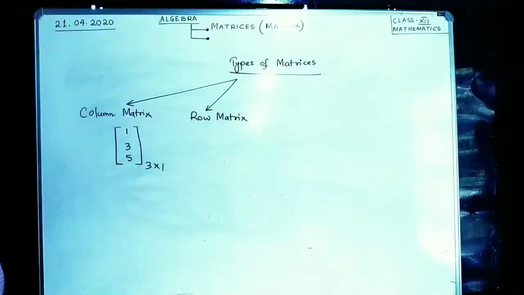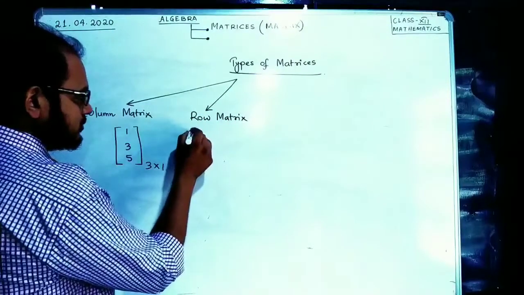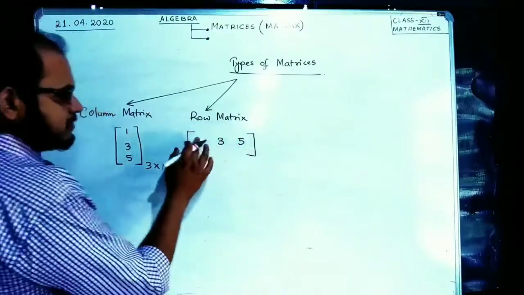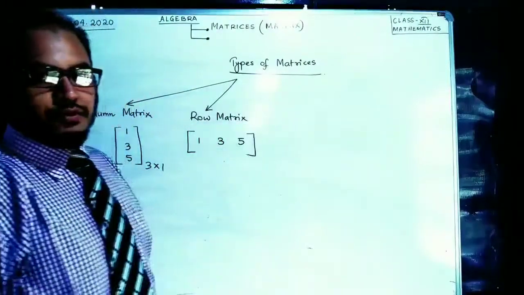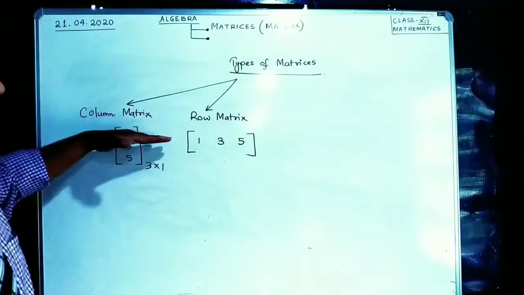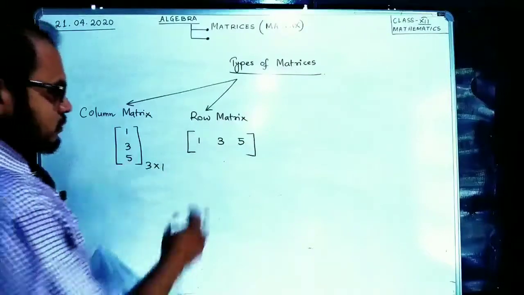So obviously a row matrix is a matrix which consists of only 1 row. For example, 1 3 5. It can have as many columns as possible, but one thing that is certain, that is fixed, is that it will always contain only 1 row. So what is the order of this matrix?